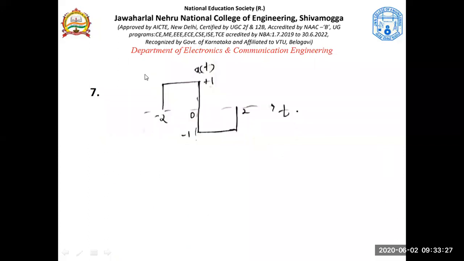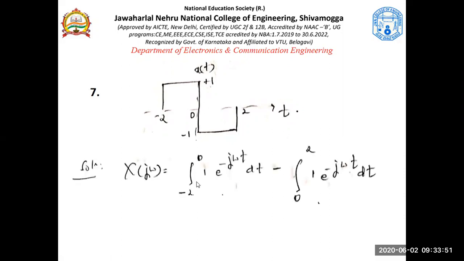Fine. So this is another problem that I wanted to discuss. Again, this is all regarding the range, from where to where it is. Now it's not the same signal throughout. It's 1 from minus 2 to 0, and this is minus 1 from 0 to 2. So accordingly you have to adjust your integrals.